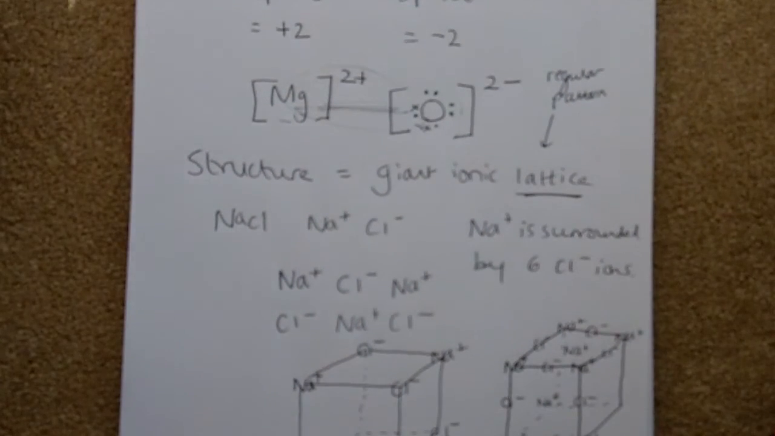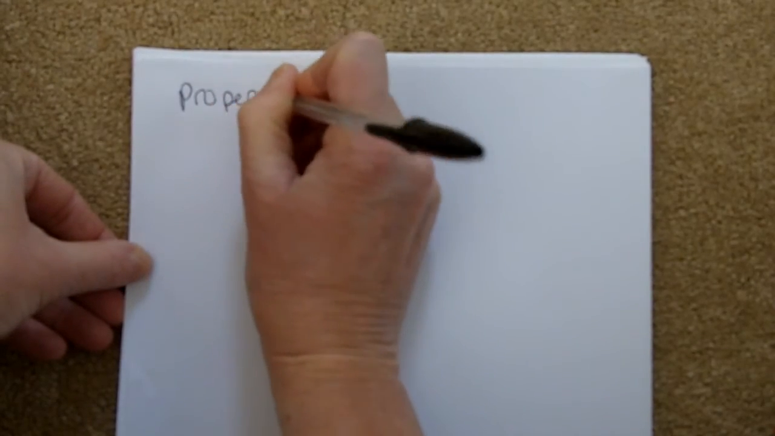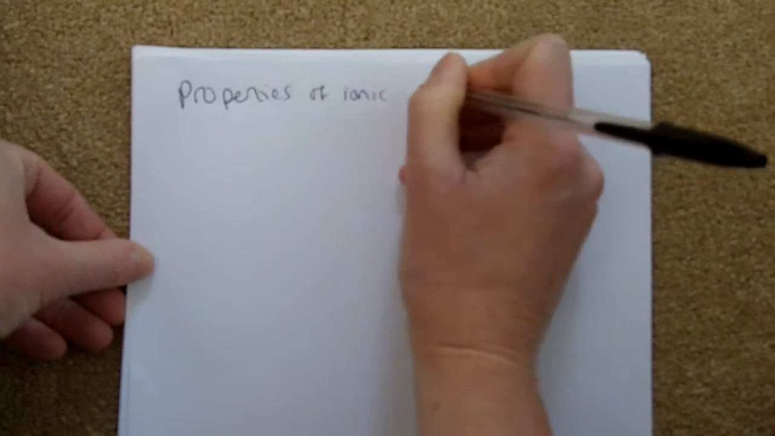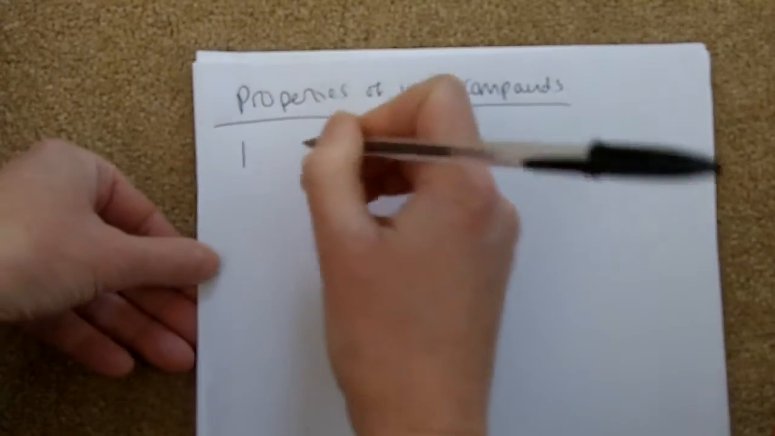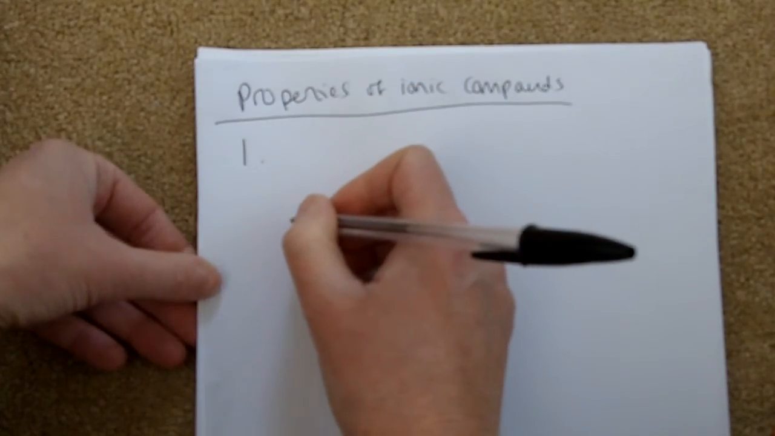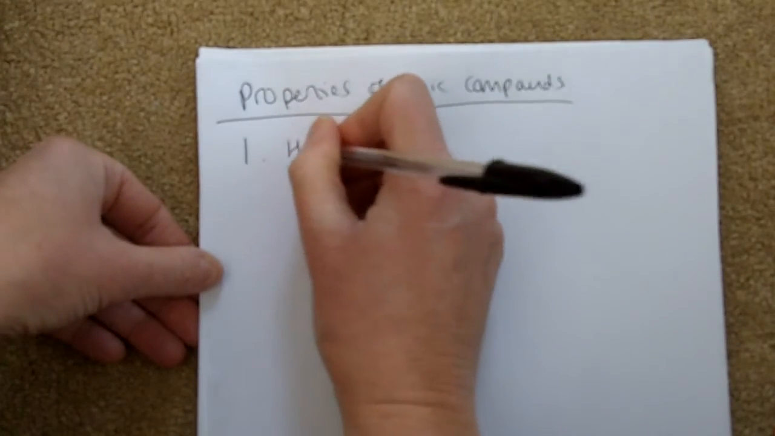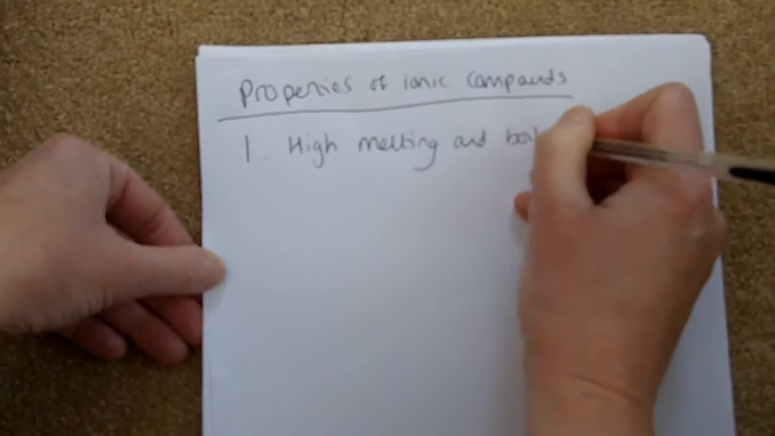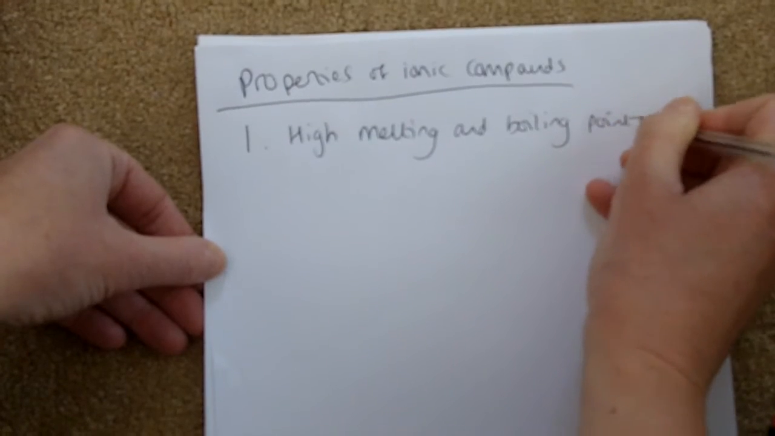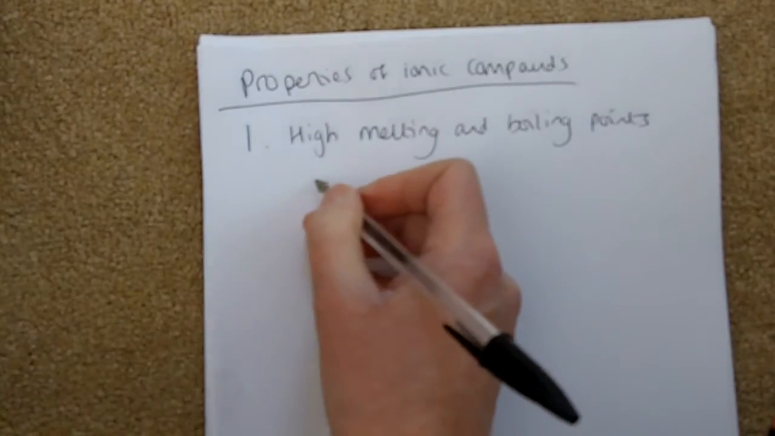Okay, nearly finished. We need to talk about the properties of ionic compounds. So there's three properties we need to look at. So the first property is that ionic compounds like sodium chloride, like magnesium oxide, have got high melting and boiling points. Now they are solids. So first you've got to melt them and then boil them.